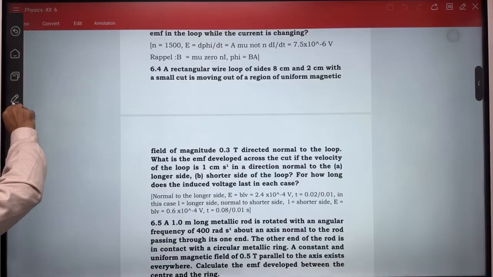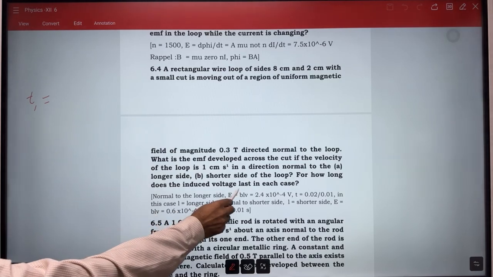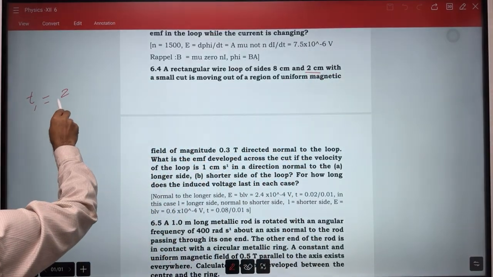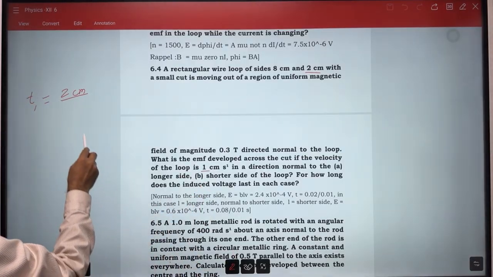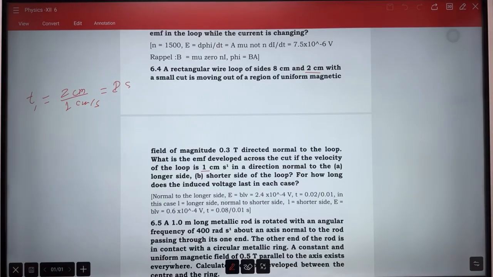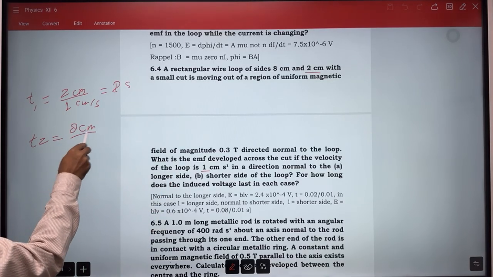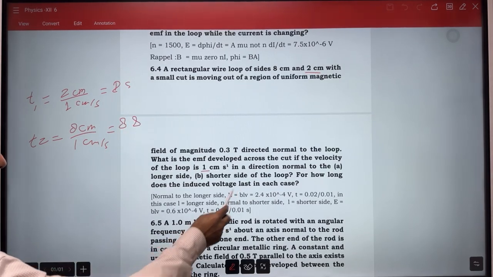As far as the second part is concerned, we can find the time, like t1 equal to distance, so whatever length it has, if it is 2 cm, just write 2 cm divided by velocity, that is 1 cm per second, so this will give 2 seconds. And for the longer side t2, total length is 8 cm and velocity is 1 cm per second, so it will take 8 seconds. So this is the second part.